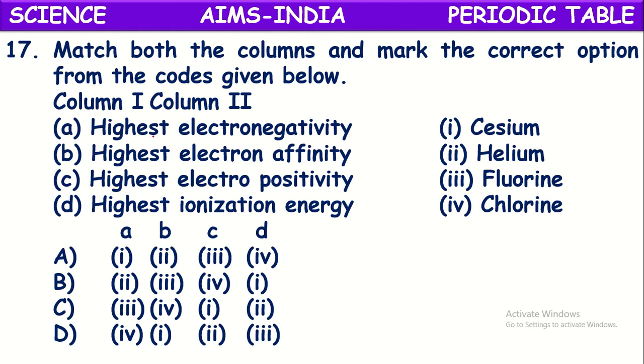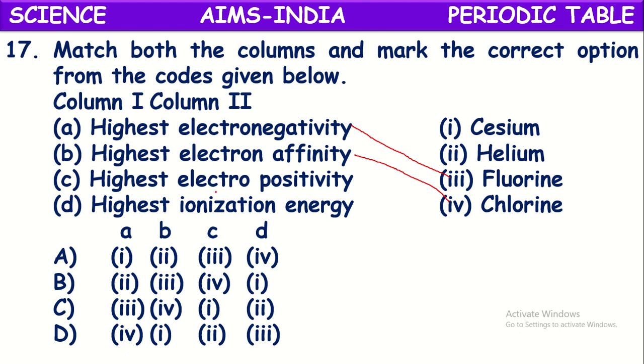So in column 1, they have given certain properties, and the elements with the highest of that are given in column 2. Try to match this. The element with the highest electronegativity is fluorine, isn't it? The element with the highest electron affinity, we know it is chlorine. Instead of fluorine, it is chlorine with the highest electron affinity. We have known why, because of the smaller size of fluorine.